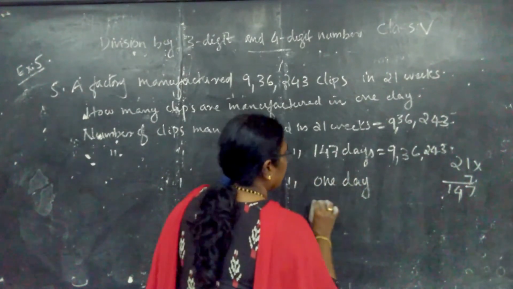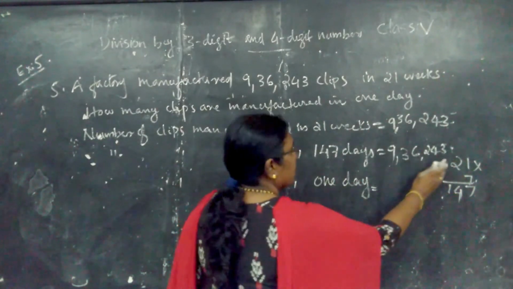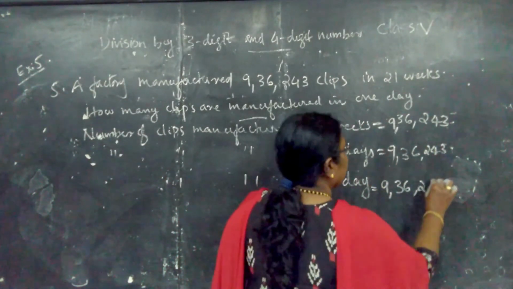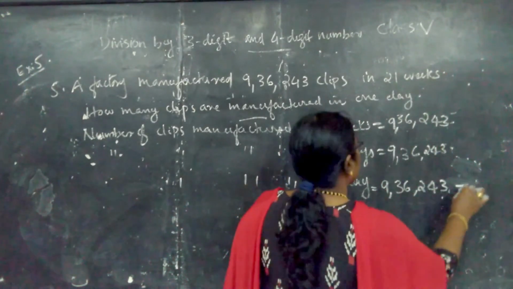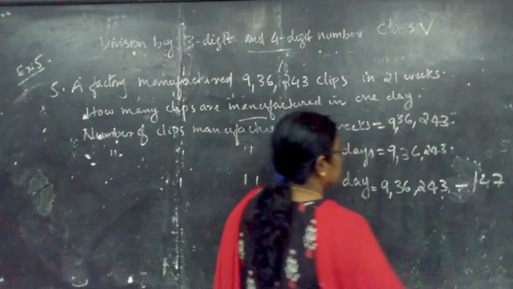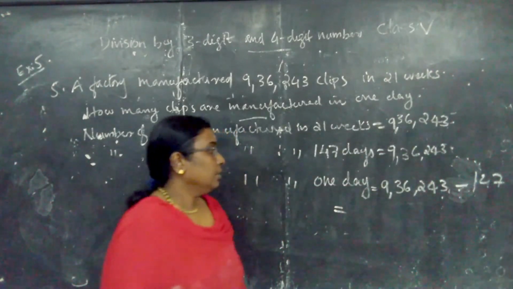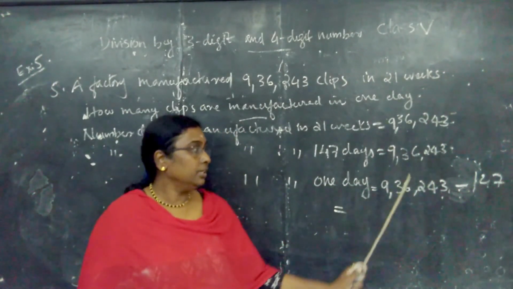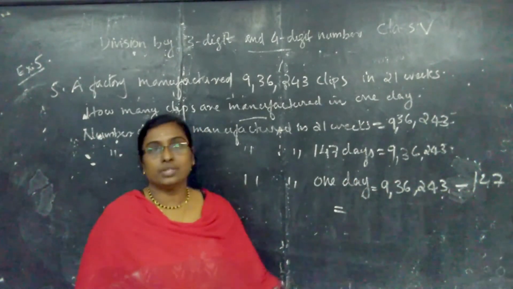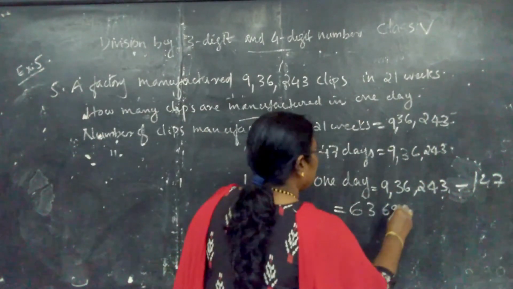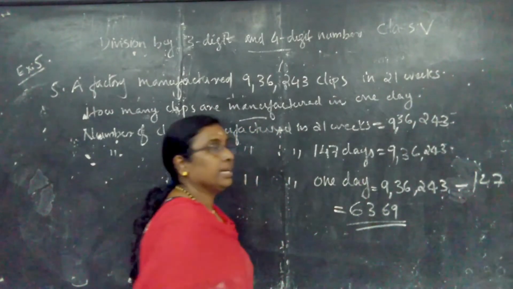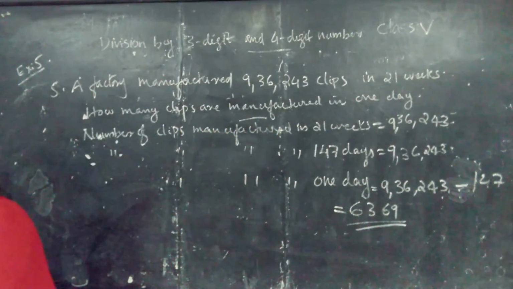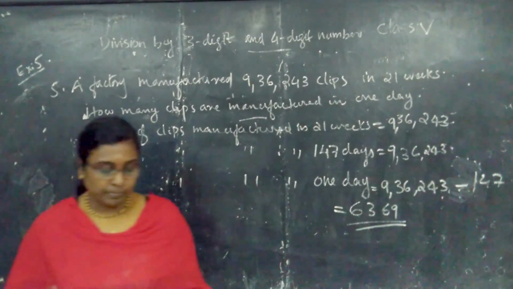Okay. So then we have to find the number of clips manufactured in one day. One day equal to this number divided by 147, that is 9,36,243 divided by 147. You know division, isn't it? Now you find the quotient while dividing this one. Okay? You get the answer as 6,369.